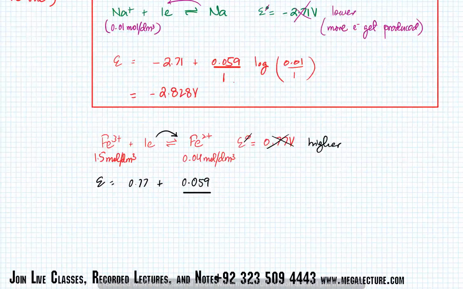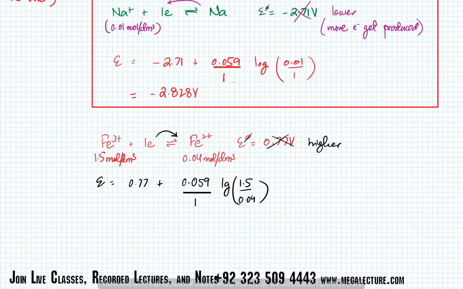अच्छा, divide by क्या था? Number of electrons, which कितने थे number of electrons? That's 1. Or फिर log of oxidized species, which is the left one, which is 1.5, divide by reduced species, which is the right one, which is 0.04.